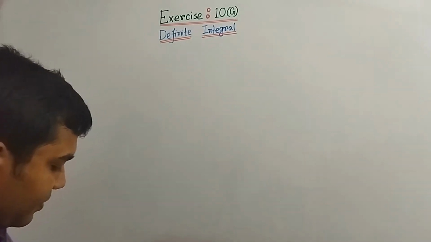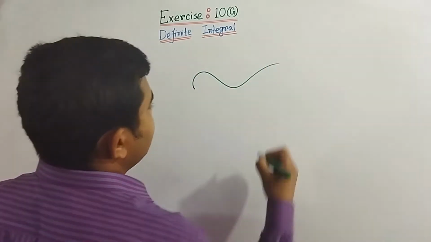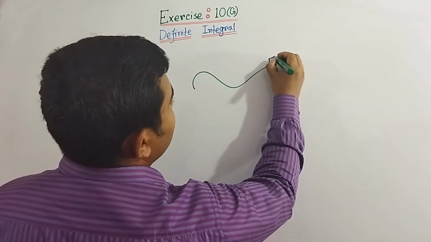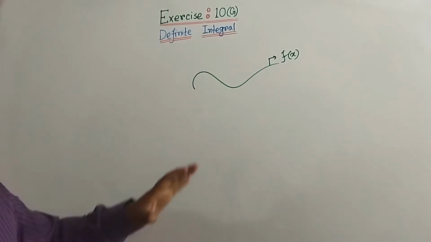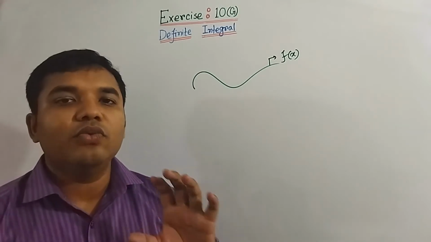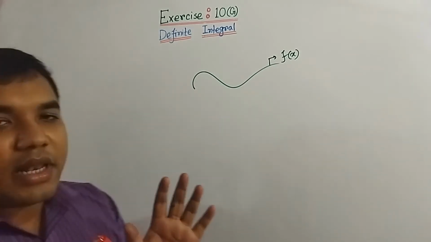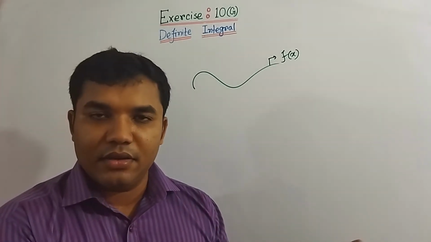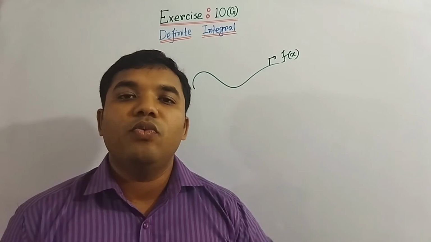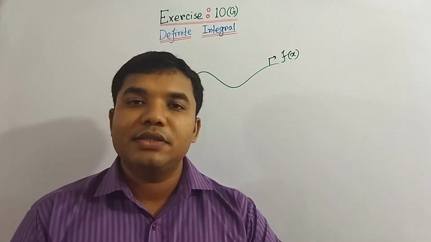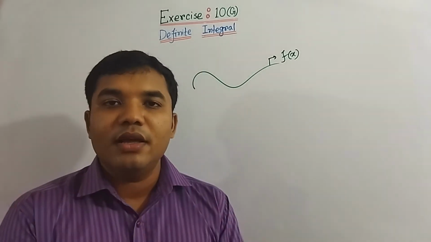So what about that? To understand the definite integral, we'll first draw a curve. Say for example that is the curve, and this is the curve of f of x. Okay, so if we are trying to find an area between some limits, that is the definite integral. Actually in the case of only integral or integration, we were just finding some area, but here it is definite. That means we'll find the area within the limit.